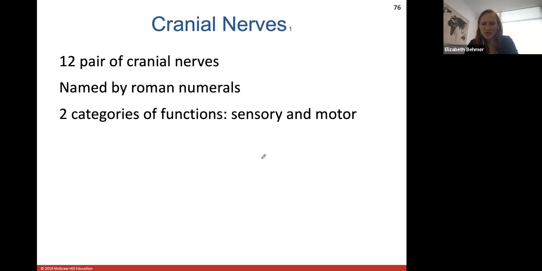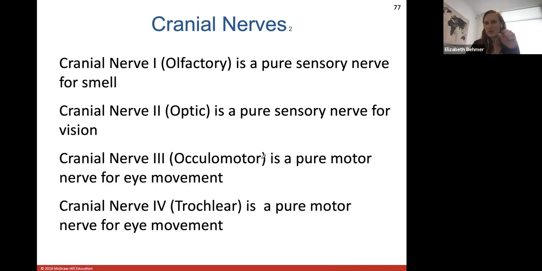Okay, and then cranial nerves, and we might end the chapter here. Your cranial nerves are 12 pairs of nerves that come off the brain and brain stem, and we name them with Roman numerals. They have 2 categories of functions. They can be sensory or they can be motor, and some of them are both, and we'll go through each of them now. Cranial nerve number 1 is your olfactory nerve to help with the sense of smell. So it's a pure sensory nerve.